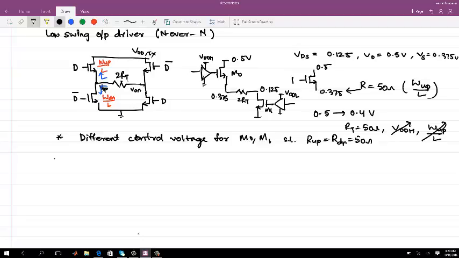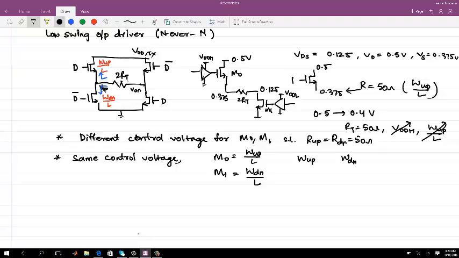Now let me ask you a question. If I have the same control voltage, what will be the sizes? So what will be the M0? Let me just write it as M0 M1. This is W up by L, W down. Let's keep the minimum length so that you do not have more capacitance. Now I am asking for a relation between W up and W down. What should be the relation?